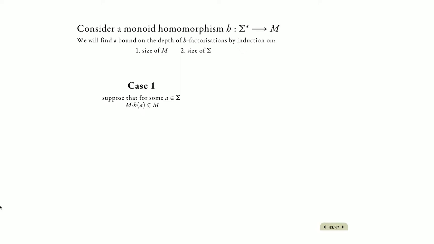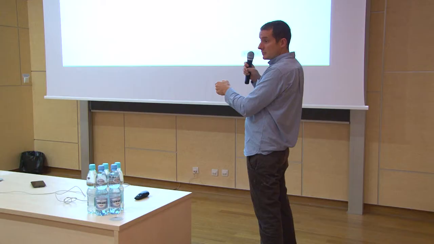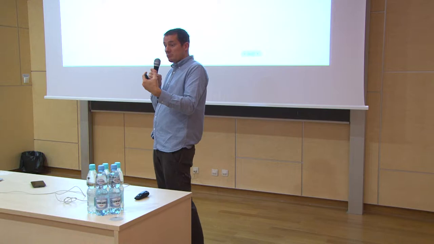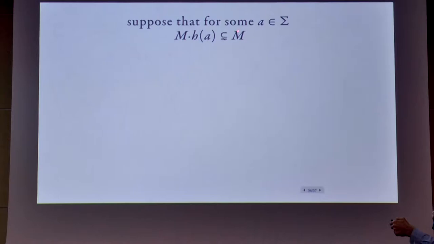So let's consider two cases. The first case is that there is some letter in the alphabet, which should be viewed as a generator of the monoid, which has the property that if you multiply the monoid to the right by this letter, you get a proper subset. So you consider all elements of the form, some element from the monoid times this. It could be the case that there's a decreasing element. Decreasing element sounds promising, and it is. So we'll show that then we can use the induction assumption by this decrease.